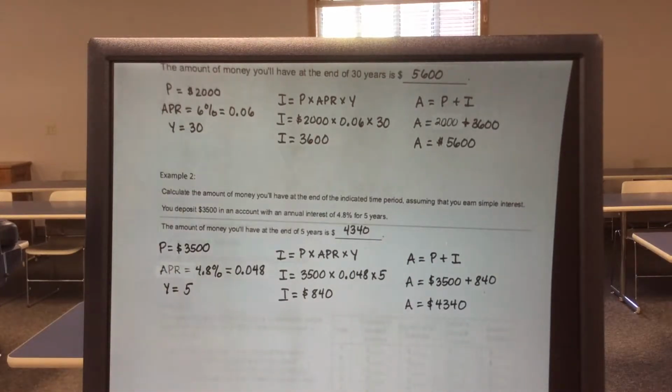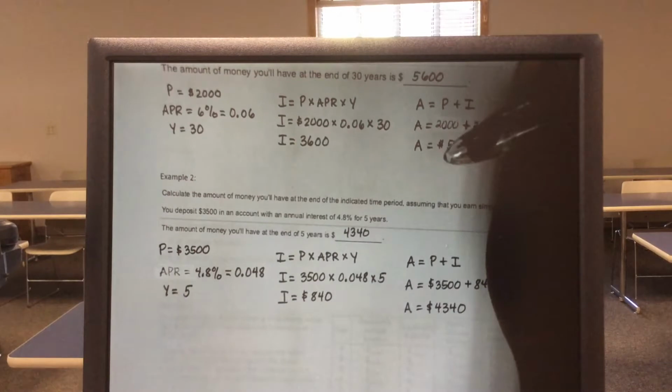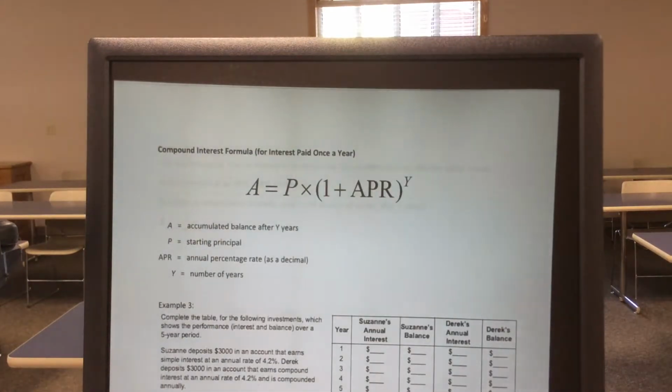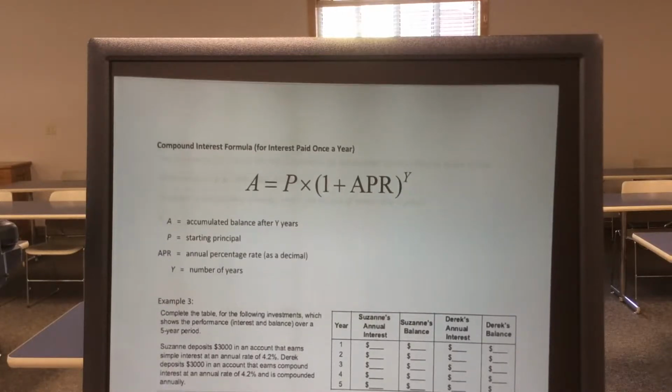Okay, so that's how we use our simple interest formula. Now on the next page, we have our compound interest formula, and this is for interest paid once a year. This is the formula that we'll use for interest paid once a year.